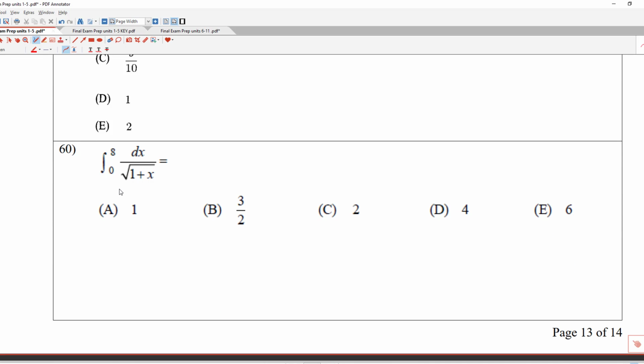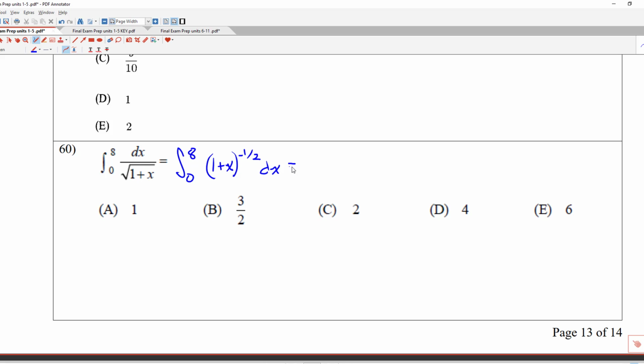Ooh, yeah, definite integral. And I have a radical and I have a fraction. So let's get rid of both the radical and the fraction from the get-go. So this is now going to be the integral from 0 to 8 of (1 plus x) to the power of negative 1/2 dx. Negative because it was in the denominator, and 1/2 because it was a square root.